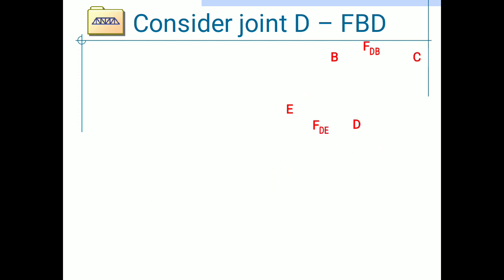Now consider joint D and draw a free body diagram at joint D. This is the free body diagram at joint D. At joint D, three members are connected, which are DE, DB and DC. The member DC is inclined, so resolve that member into two components, horizontal component FCD cos 45 and vertical component FCD sin 45.